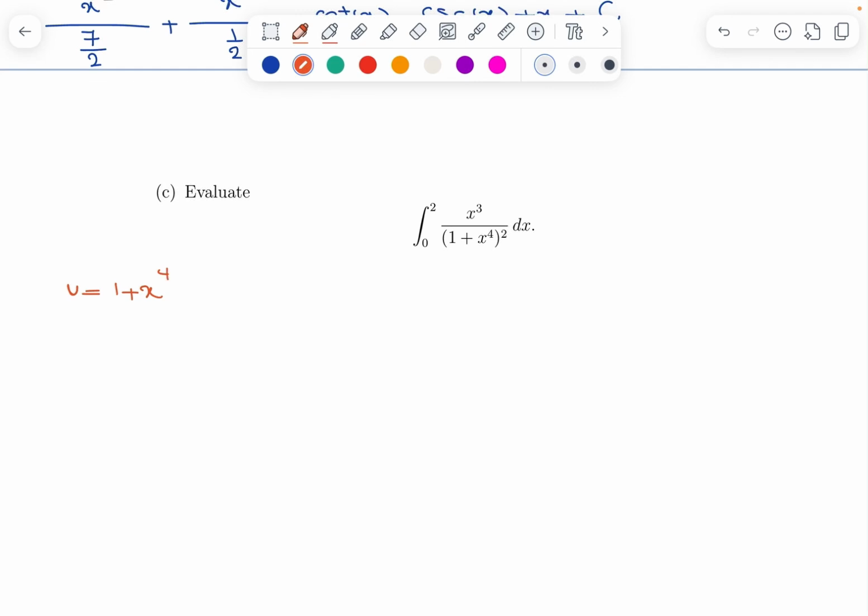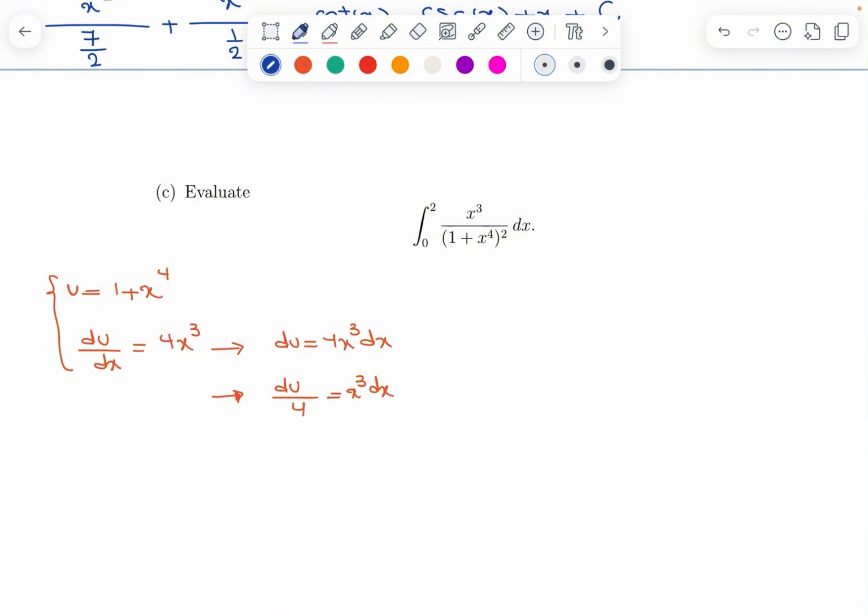And by taking the derivative of u with respect to x, we will try to rewrite this integral, which is in terms of x, as another integral that would be in terms of u. So to start, we need to take the derivative of u with respect to x. du/dx would be 4x cubed. So from here, du would be 4x cubed dx. Therefore, if you divide each side by 4, du divided by 4 would be x cubed dx.